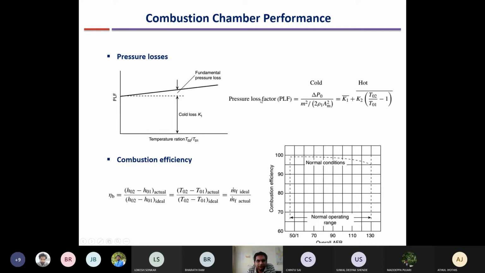So the total pressure loss can be denoted by some factor. You don't have to memorize these things, but you should at least know the graph, how the pressure losses vary with temperature. The cold losses do not vary with temperature because they are frictional losses and other viscous losses. They don't depend on temperature. But the fundamental losses, the hot losses, depend on the temperature ratio. So it can be represented as some constant which represents the cold loss, plus some variable which is a function of temperature ratio, which represents the hot loss.